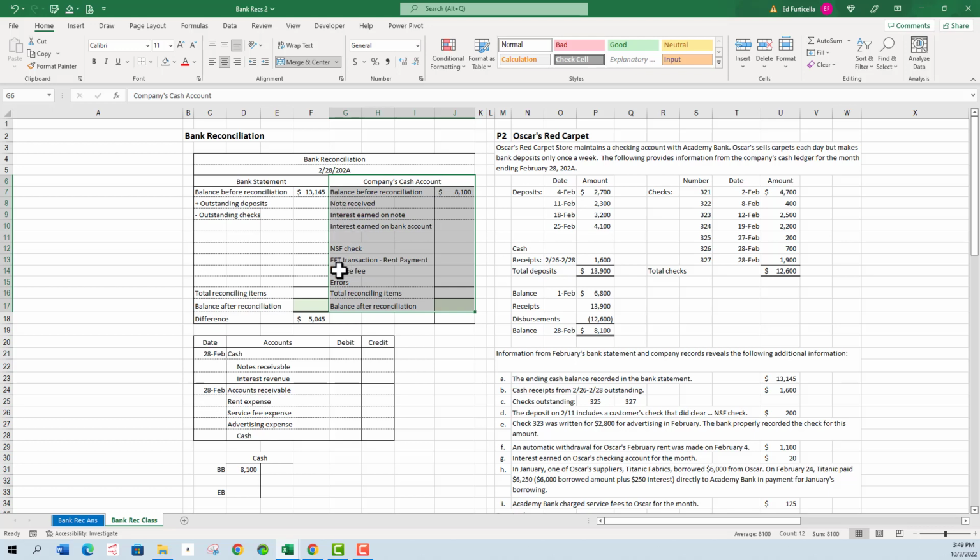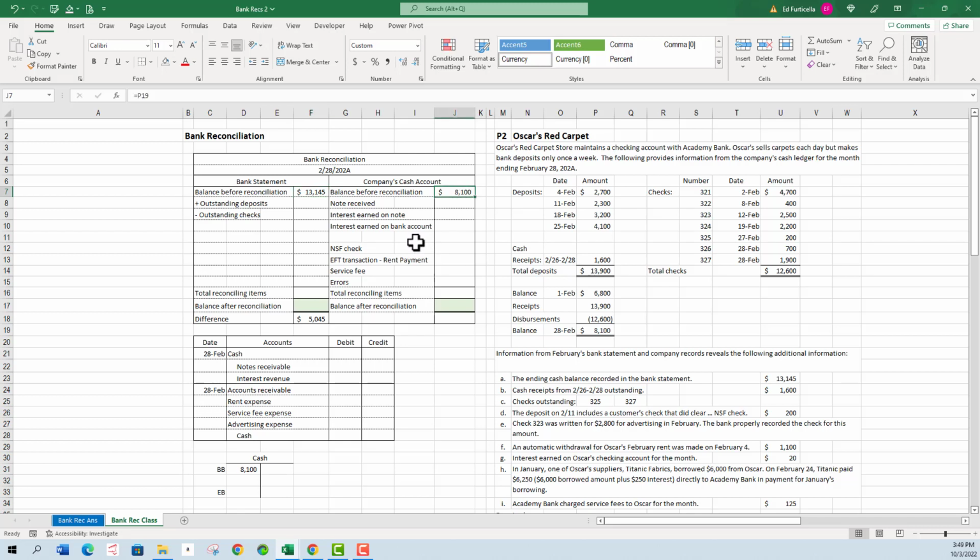The typical adjustments include customer payments made directly to the bank, interest earned, service charges, electronic funds transfer transactions, and errors. For our reconciliation at this point, we have on the bank statement side of the template a balance before reconciliation of $13,145. On the right side of the template, we have a company's cash ledger account balance before reconciliation of $8,100.